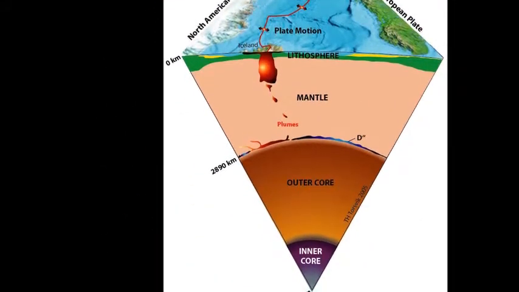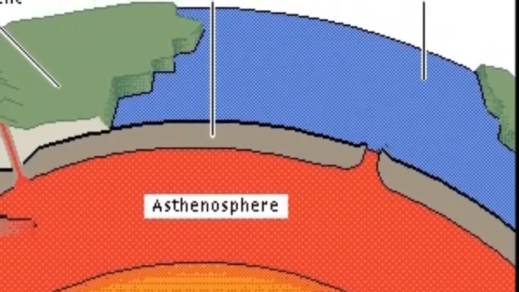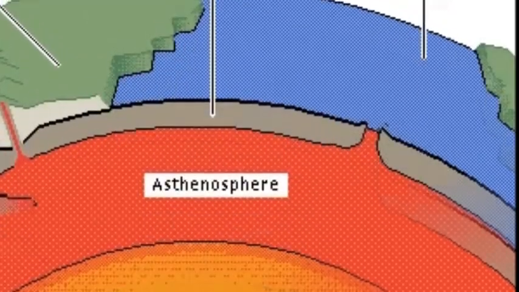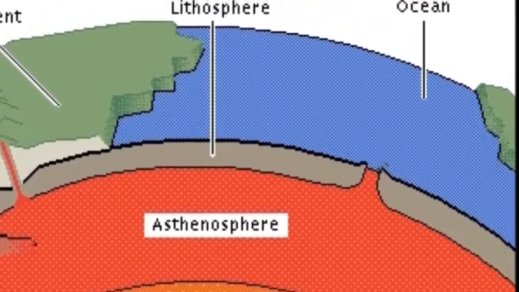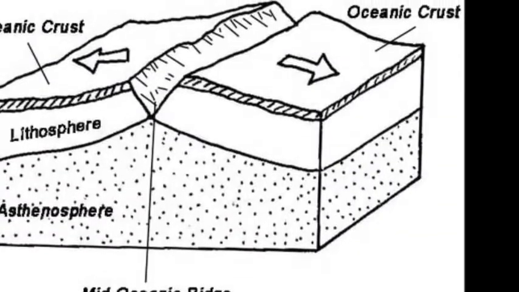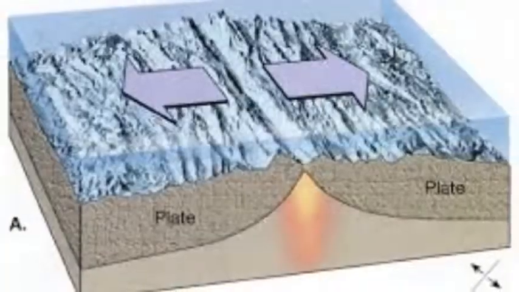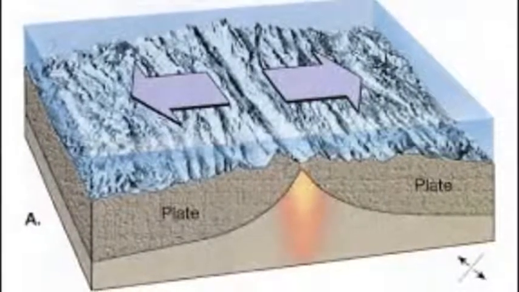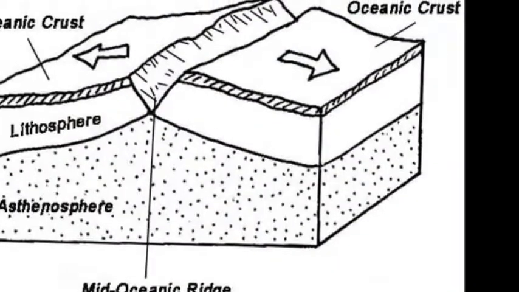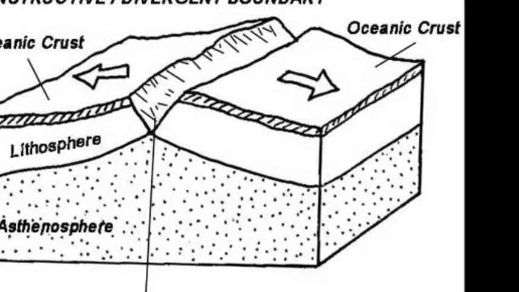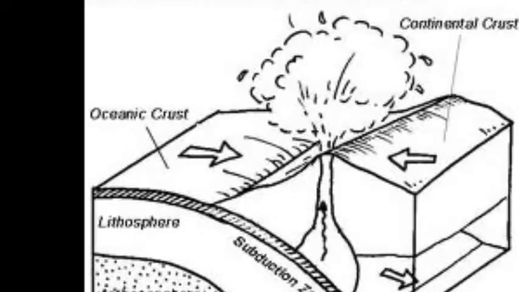Let us look at the types of plate margins or plate boundaries. There are 3 types of plate margins or boundaries. 1. A zone of divergence, also known as constructive plate margins, where the plates move apart, sites of seafloor spreading. Number 2, a zone of convergence. This is where destructive plate margins are, with 2 plates moving towards each other.